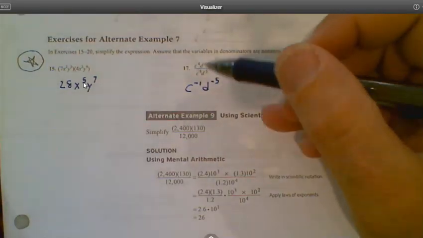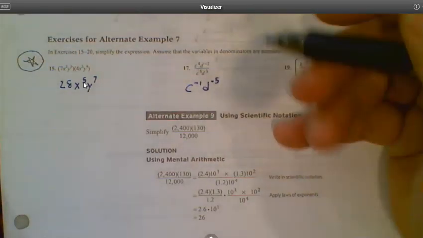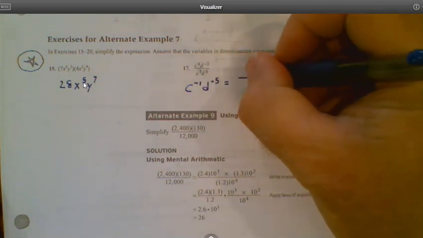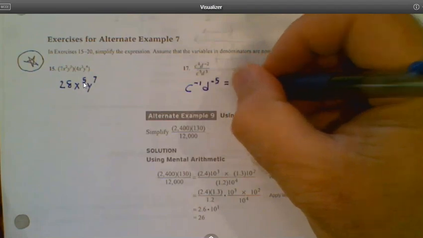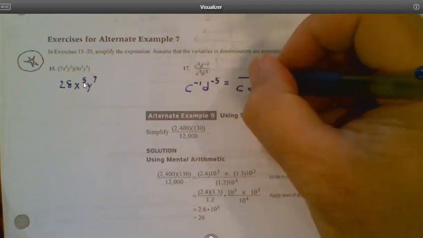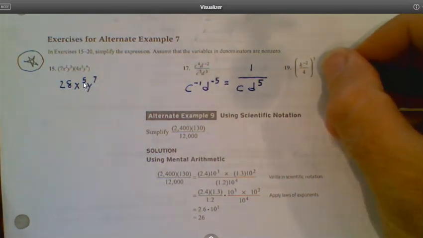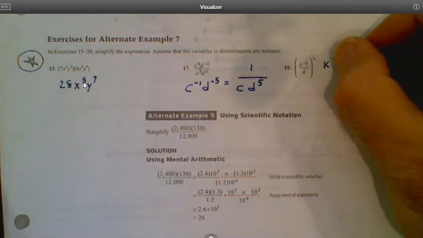So remember on these guys, as we subtract, if you do get a negative, we can always move it down below the fraction bar in order to turn those into positive exponents. So this would be the best way to write that answer. And then last one over here, similar to the one that we did up above.